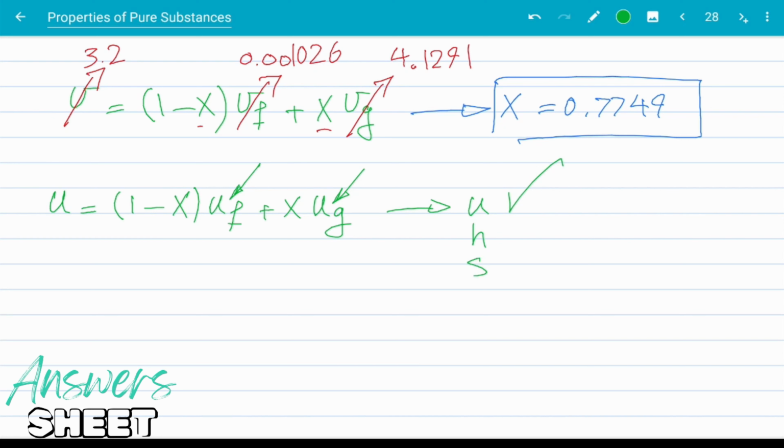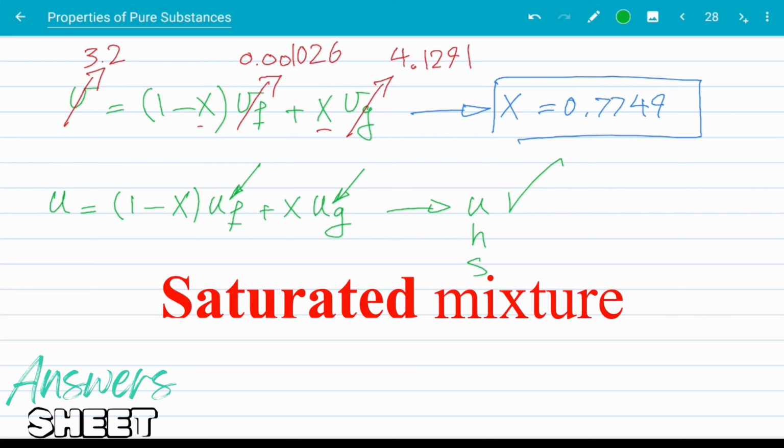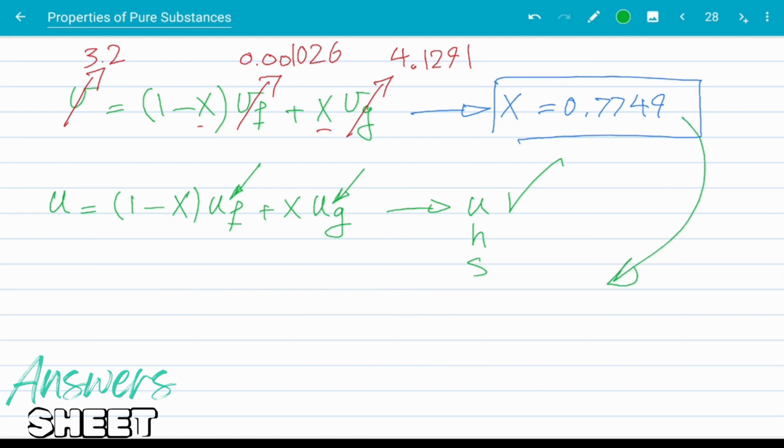One other thing that we can conclude from knowing that we have a saturation mixture is that pressure is the saturation pressure at T equals 75. Because we have a phase change, pressure is a function of temperature. So all we need to do is go check the table for temperature of 75 degrees and read the saturation pressure.